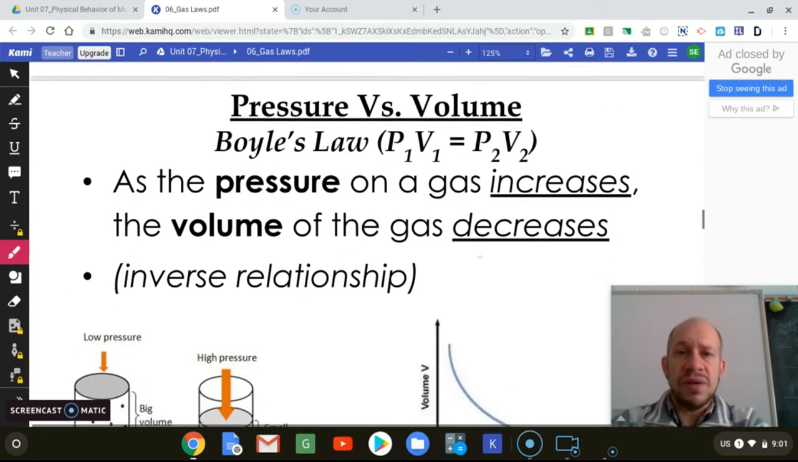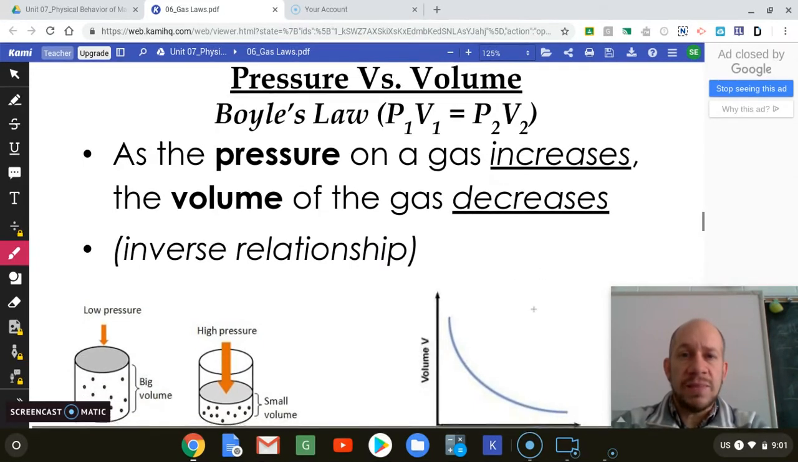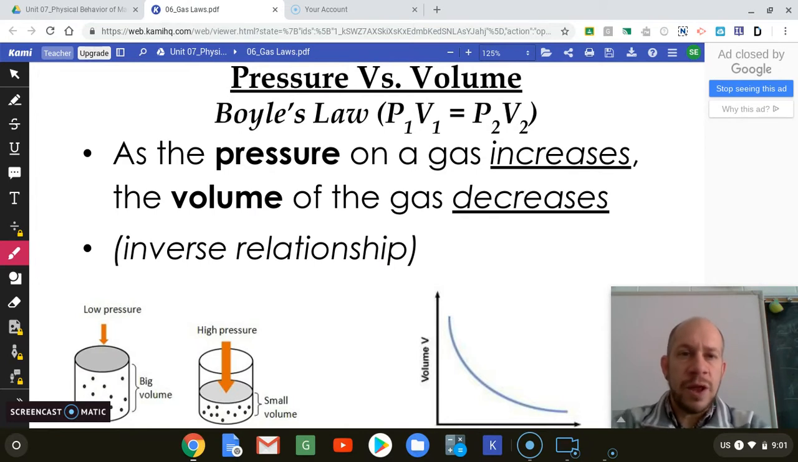Okay, the pressure versus the volume. So this is Boyle's law. You don't need to remember their names, but you do have to know their relationships. Sometimes it helps remember the names if that helps you. You can do that if you want.